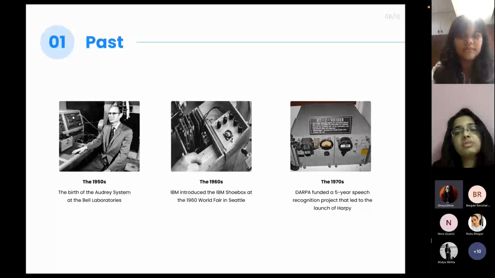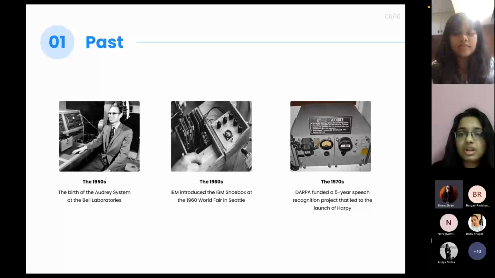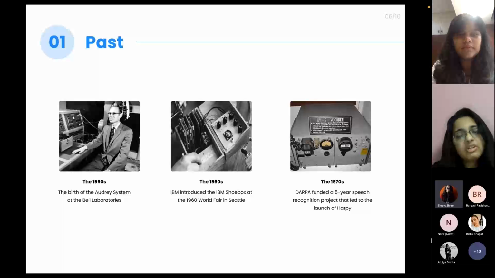So even when the person was trying to say the digits from 0 to 9, they had to give a particular amount of pause after every digit. So these systems were huge and they took a lot of time to process whatever was given as the input.